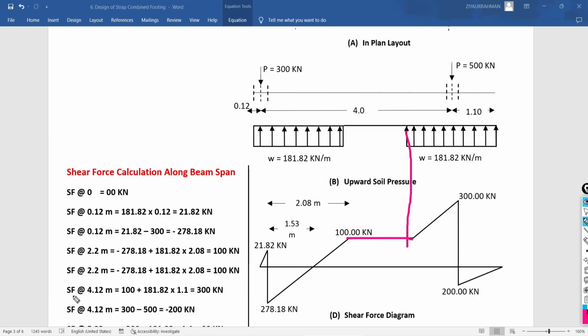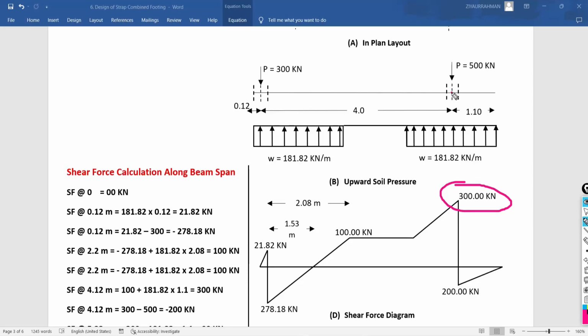Thereafter, we have to do the calculation for the shear force at the center of your column C2. For that we already have the value up to this point, that is 100 kilonewton, a positive value. So I am going to take 100 as positive, plus the remaining half portion. This part you have to consider, and it is again 2.2, half of that is going to become 1.1 meter. So we have to multiply this 1.1 with your upward soil pressure as positive because it is in the upward direction. So 100 plus 181.82 multiplied by 1.1, you are getting the resultant value as 300 kilonewton. That is positive, that's why it is above the line as 300 kilonewton.